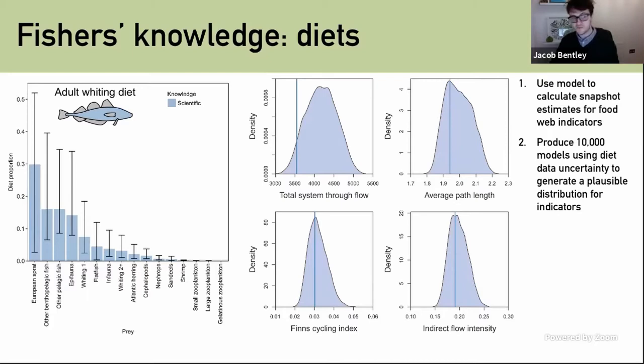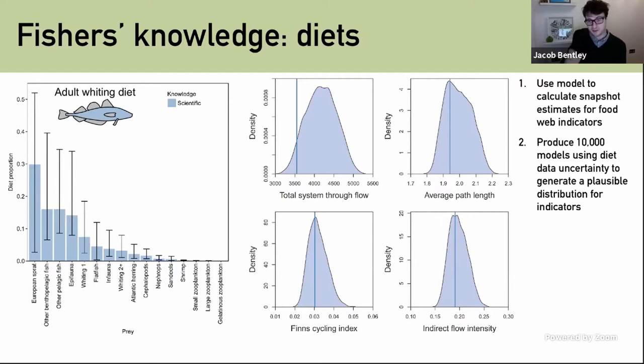So we wanted to explore the variability in there and how that impacted these indicators. So we exported the Ecopath model and turned it into a network object in R, and then ran it through this ENAR plugin, which generated 10,000 models just by altering diets within the plausible ranges of these error bars. So we were able to get these distributions.